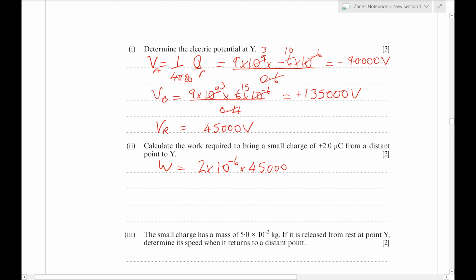There's actually a formula in the data book, which is basically that W equals Q delta V, which is what we've done here, because remember at a distant point the potential is 0. So this gives us an answer of 0.09 joules.